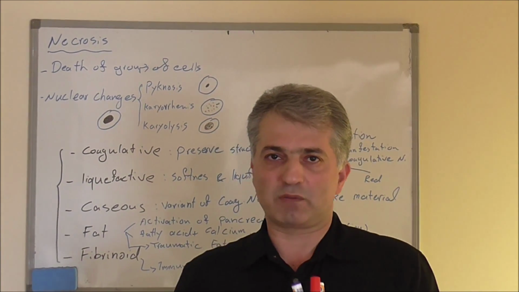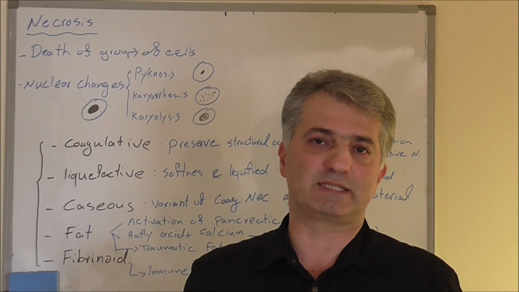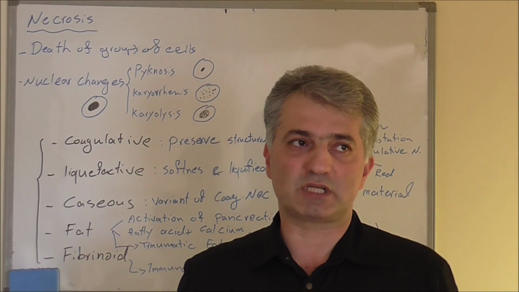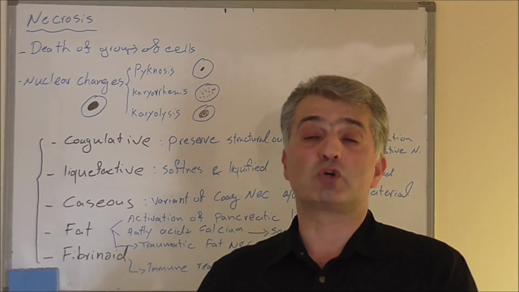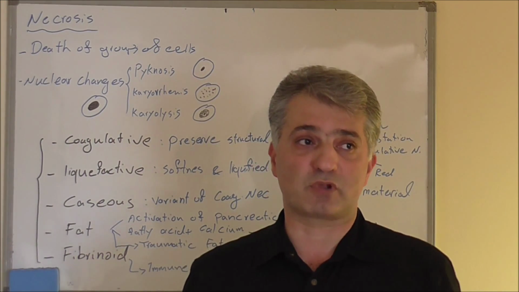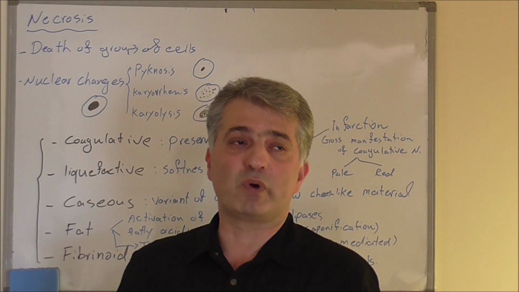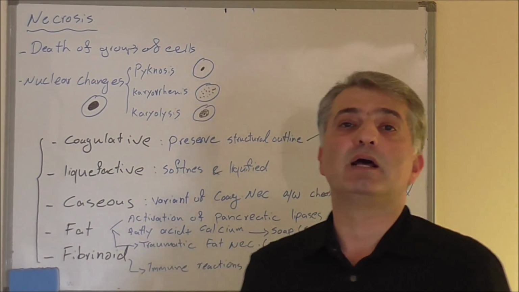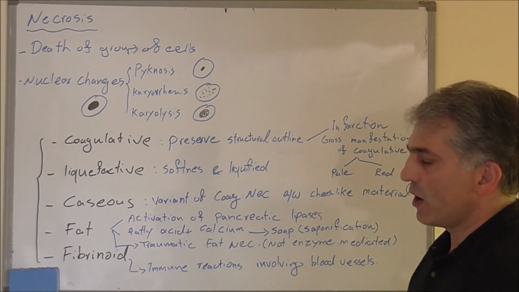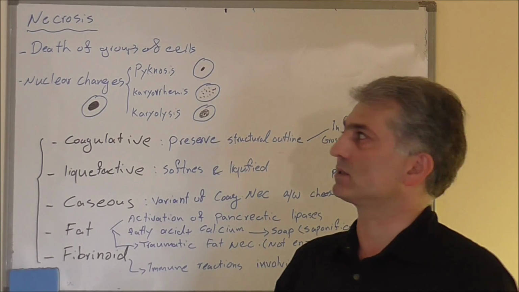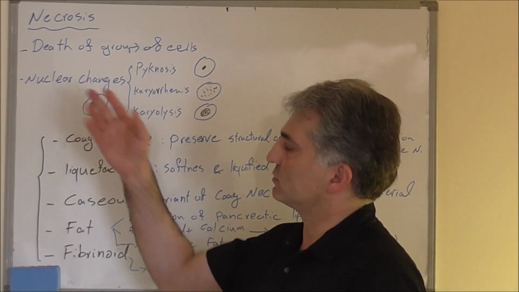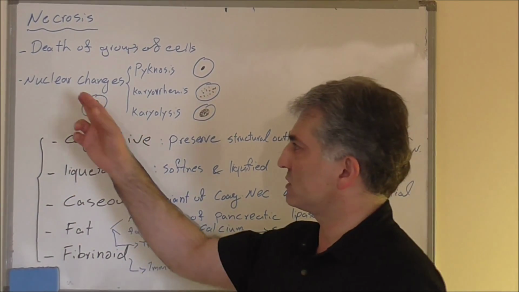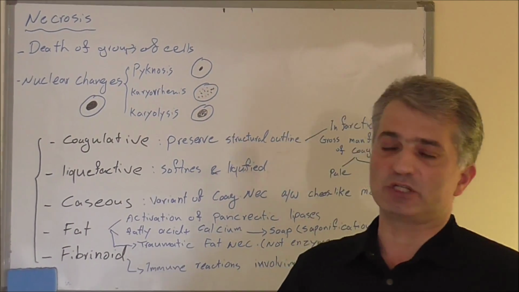Because when we talk about cell death, we say the cell is dead. But necrosis, we do not use to describe one cell's death. Groups of cells, or the other part of a tissue or organ, when it's dead, we call it necrosis. What is happening in this type of cell damage? I can discuss it in detail, but the most important part is nuclear changes.